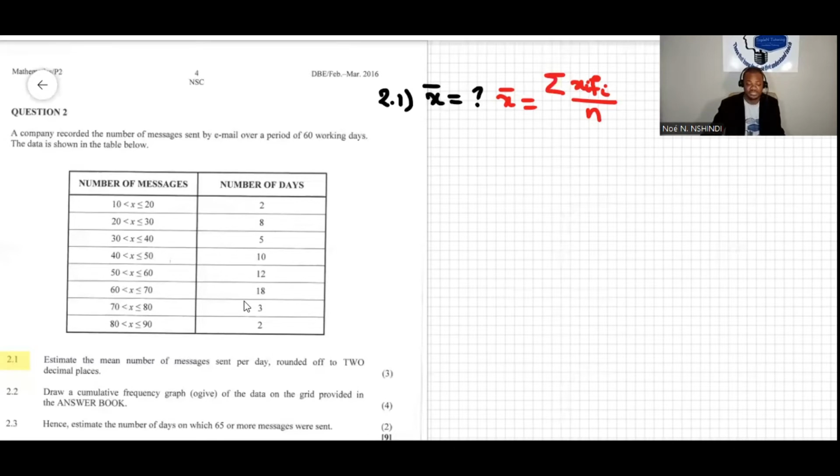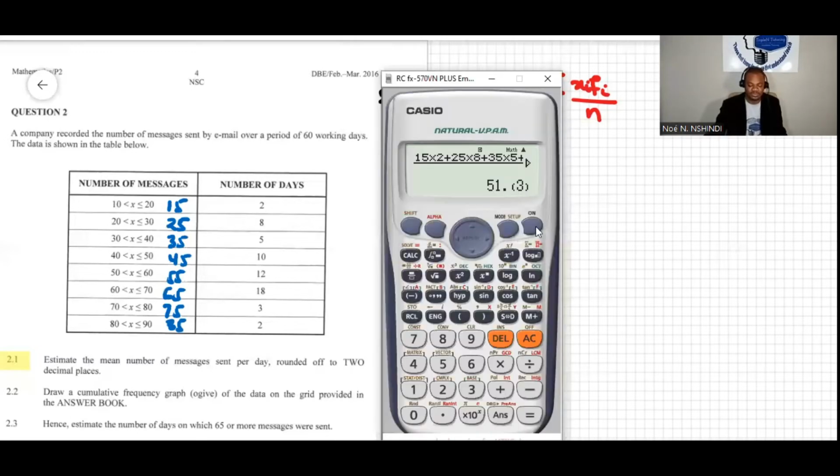Like here, let's first find the mid value, the mid class. That will be 15 here, because between 10 and 20, the middle value is 15, and then 20 and 30 is 25, and this is 35, and that's 45, and 55, 65, 75, and 85. Now I'm going to use my calculator to do the calculations.